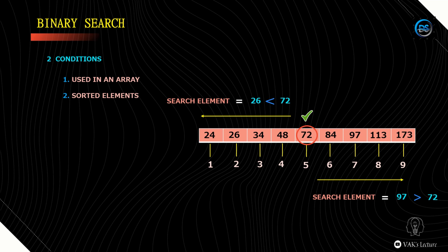That's why, until we get the mid element equivalent to our item, we will keep repeating the same process until we find that element. If we don't find that element even at last while comparing it to the mid, that means our search is unsuccessful. Now let us see its working principle.